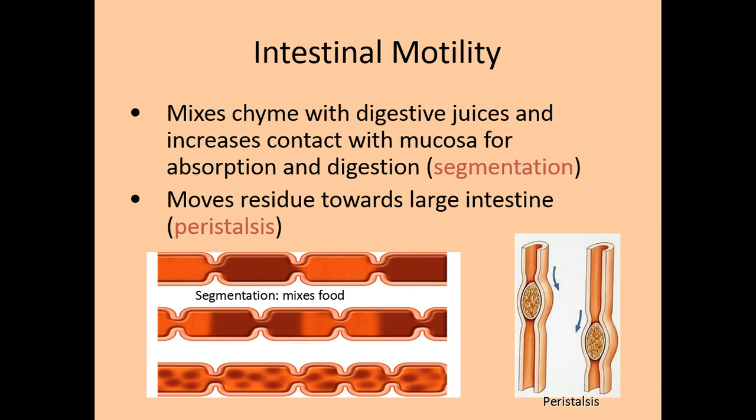Peristalsis is a one-directional movement. The lower right-hand corner shows a diagram of peristalsis, and ultimately peristaltic contractions will push the chyme towards the large intestine. And by the time we get to the large intestine, we're going to refer to chyme as feces. And that implies that nutrients have all been absorbed and what you're left with is undigested materials.